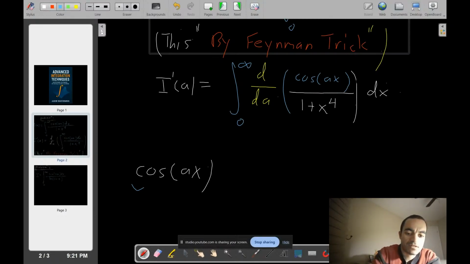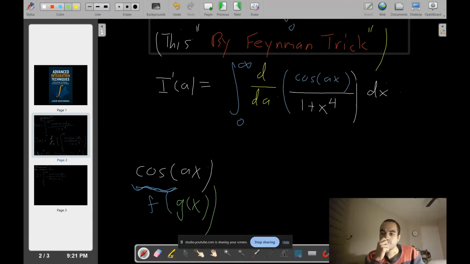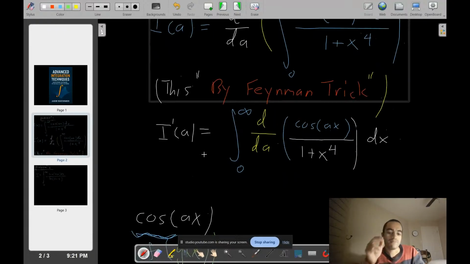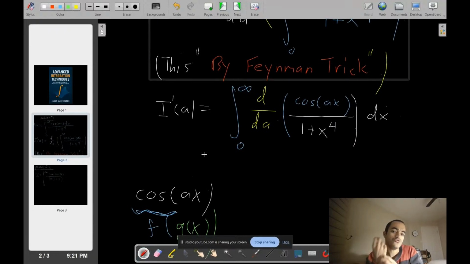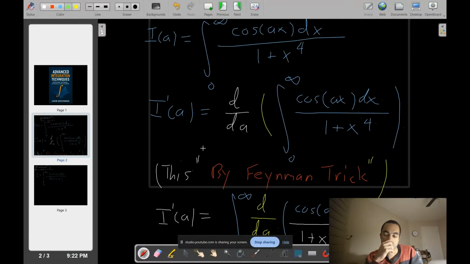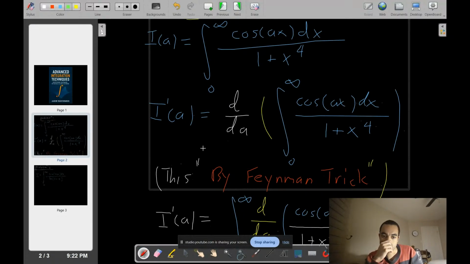So you're saying out here, the cosine is your f, and the inside function, ax, is your g of x. I think that's what you meant. Something like this, and then you wanted to take the derivative. But okay, yes. But how do you know that we have to take the derivative in the first place for this integral? What made you say that in the first place? There has to be a reason.